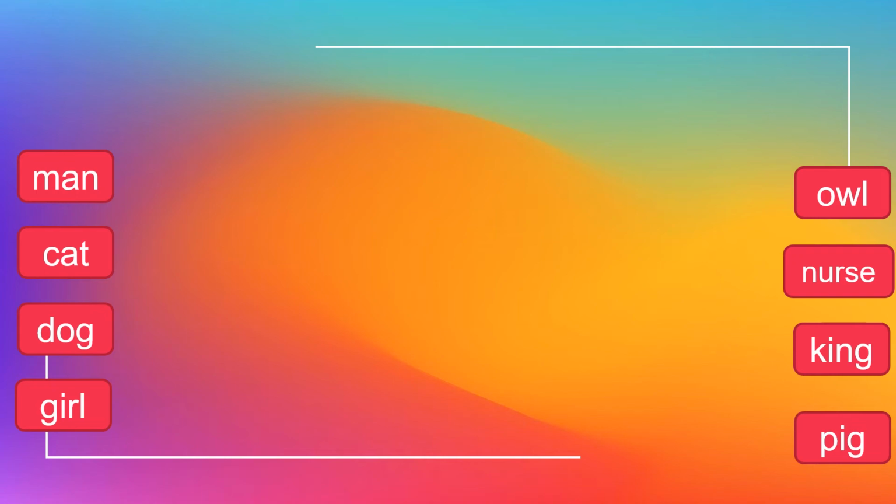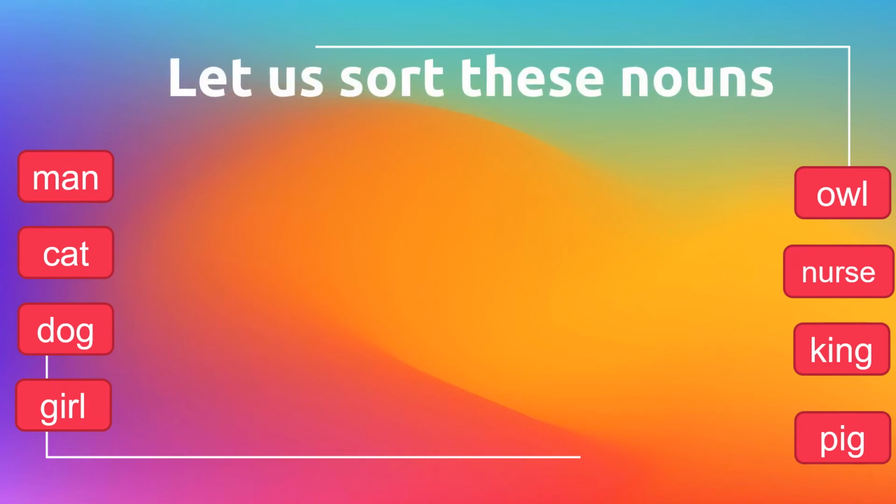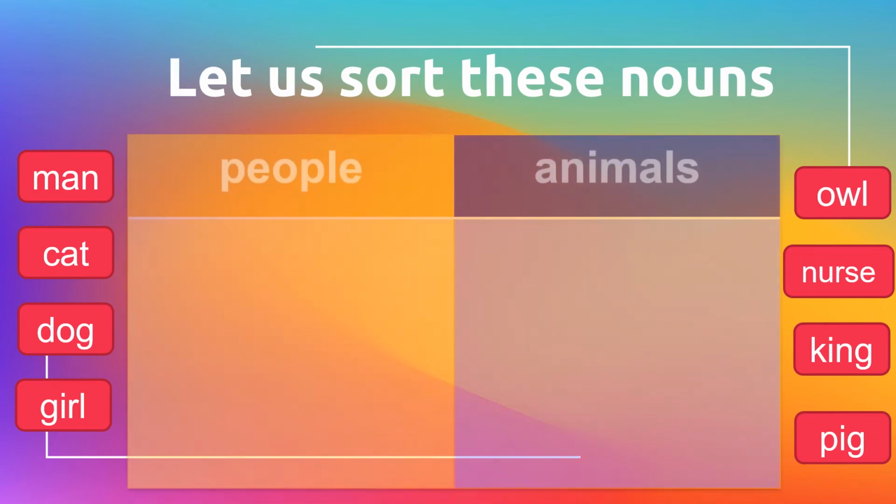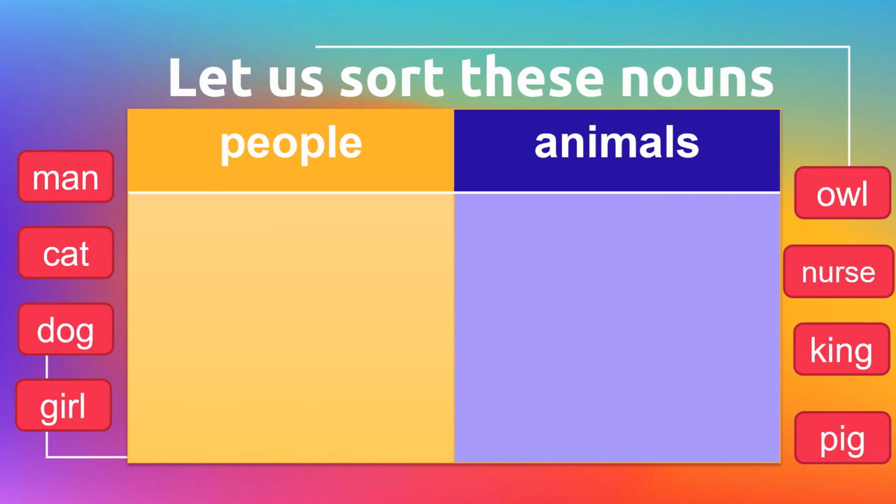Here's what we're going to do. We are going to sort these nouns. Remember, a noun can be a name for a person, animal, place, or thing. And while all of these words are nouns, Michelle also wants you to put the names used for people on one side, the yellow side, and the names used for animals on the blue side. Are you ready? Let's go.